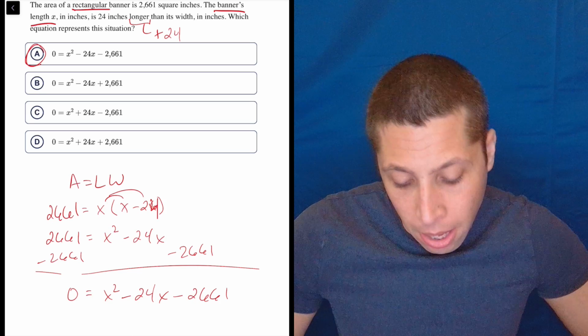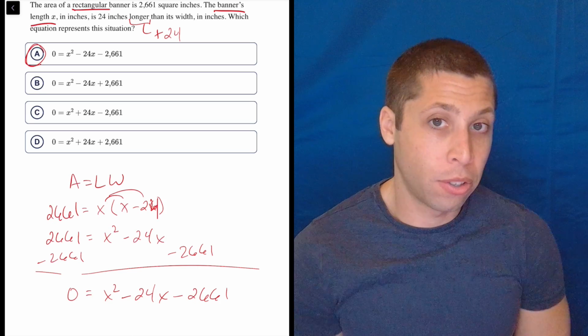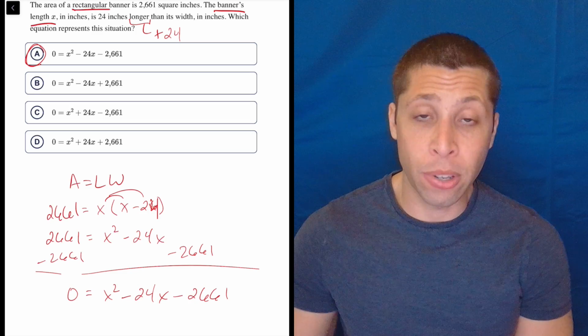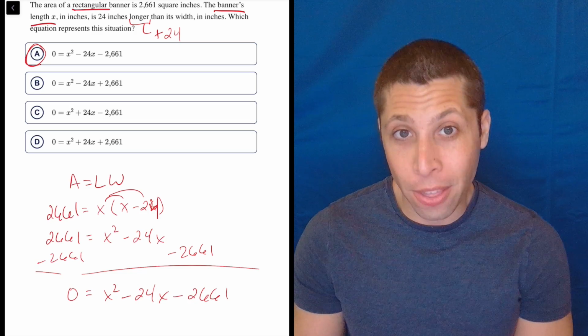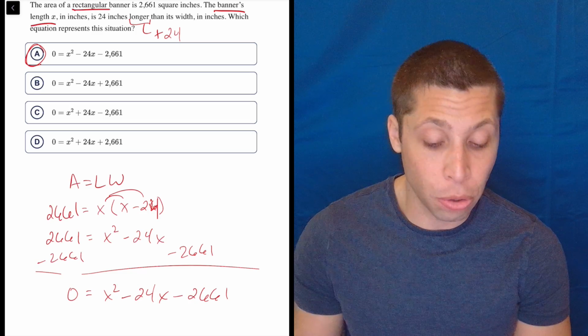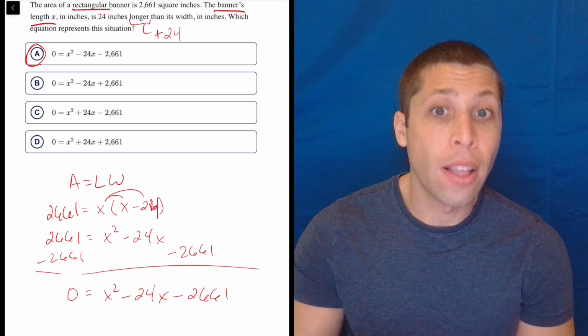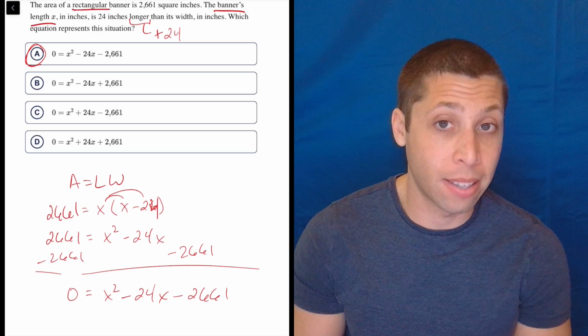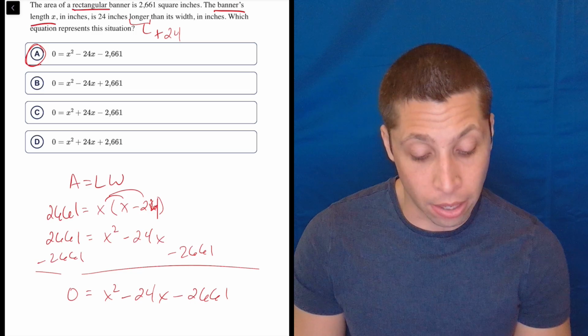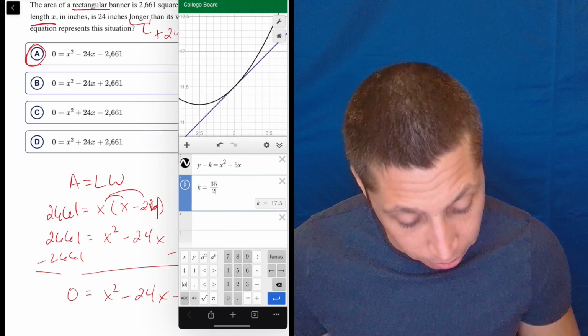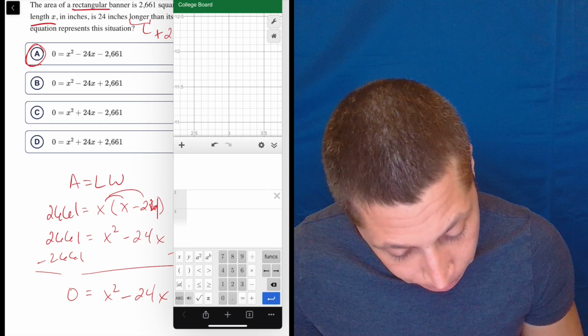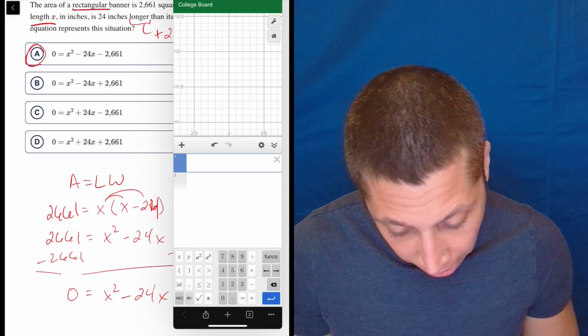Done. You could put that in Desmos afterwards to see if you get values of x for the length that actually make sense with this story. You can get a value of x, that's your length. Then you can find the width, which is going to be 24 less than that. You can multiply them together to get 2661. Here, let's just do it. I think I did this on the actual test as well.